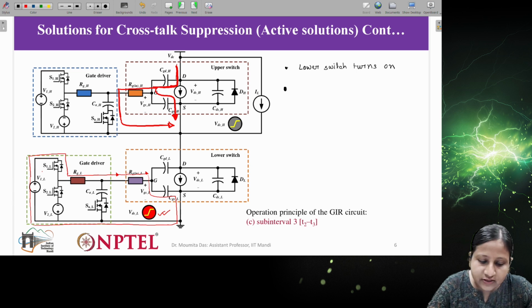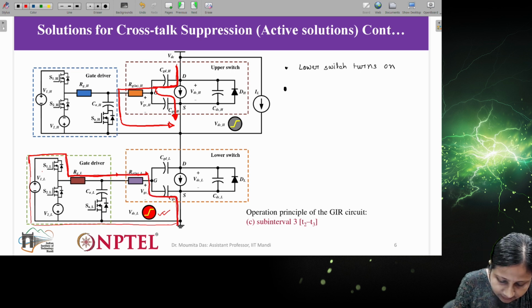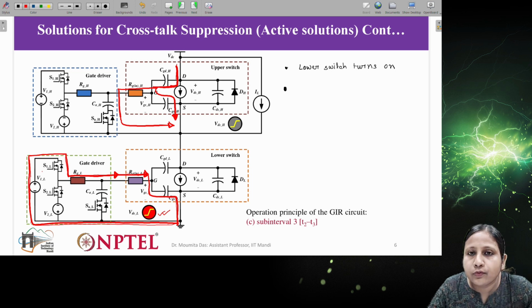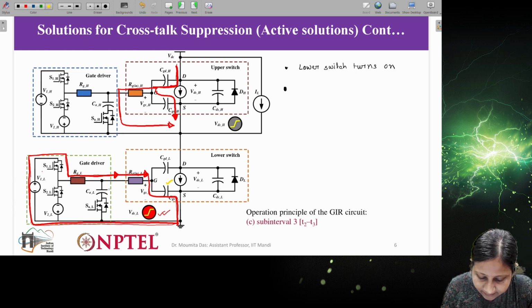Now the lower switch, if you see here, this is with respect to the upper switch. The lower switch current path I have already shown. I hope it is visible to you. So this is the current path, and I am just highlighting it again using the thicker line. So this is the current path for the lower switch. Now you can see this CGSL. Basically this CGS is connected across this CAL and the switch.